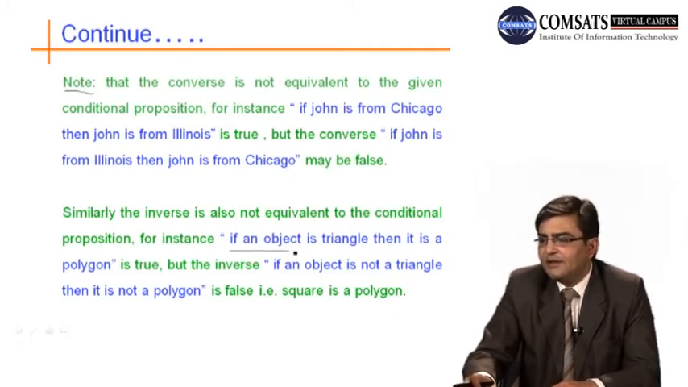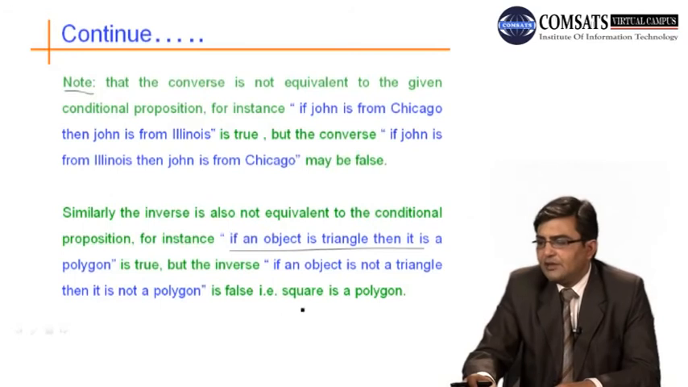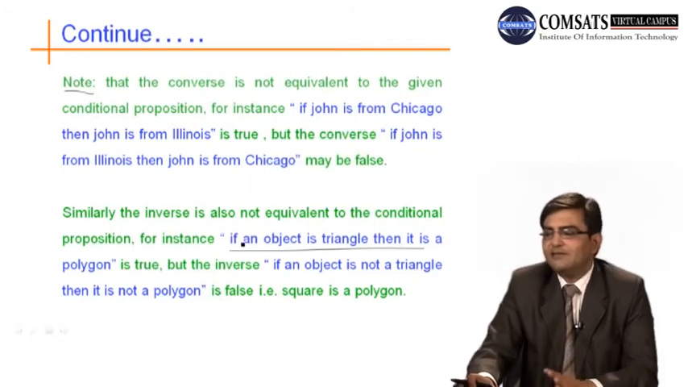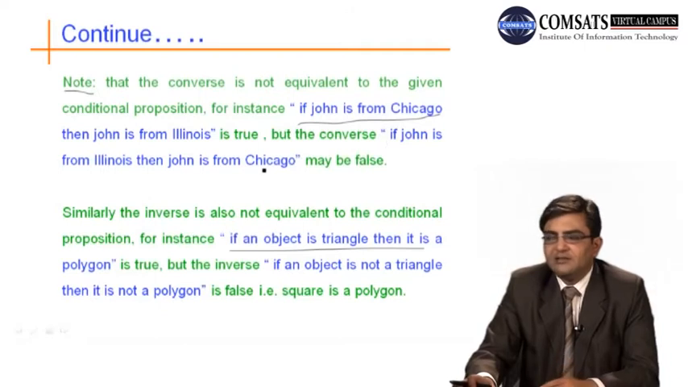Similarly, another example here, if an object is a triangle, then it is a polygon. It is not equivalent to, if an object is not a triangle, then it is not a polygon. It may be false. So it can be a polygon, because a square is also a polygon. So you can interpret these conditional statements yourself, that the converse and inverse of the conditional statement are not logically equivalent to P implies Q.